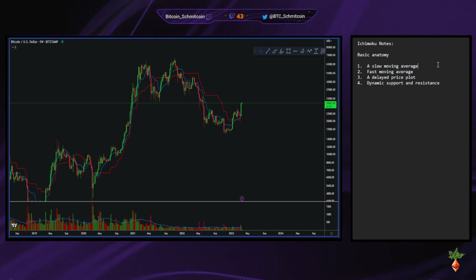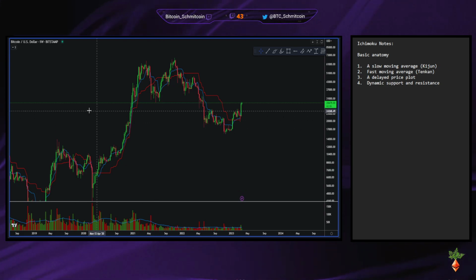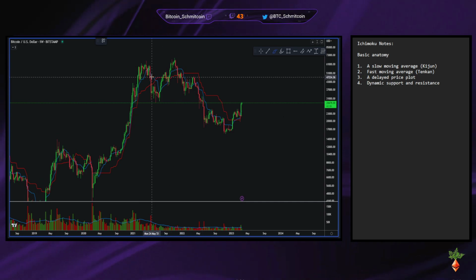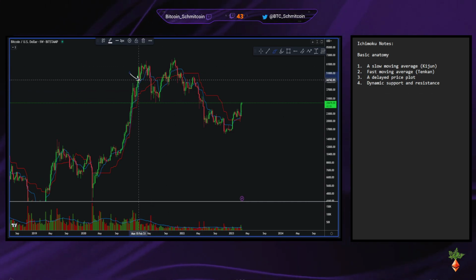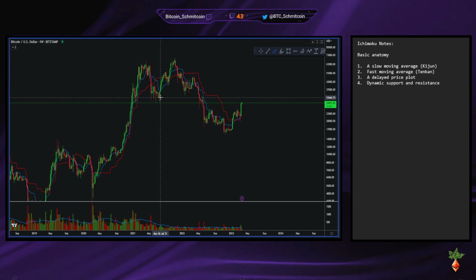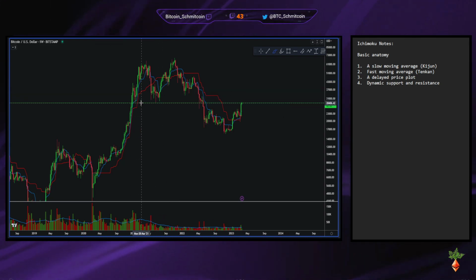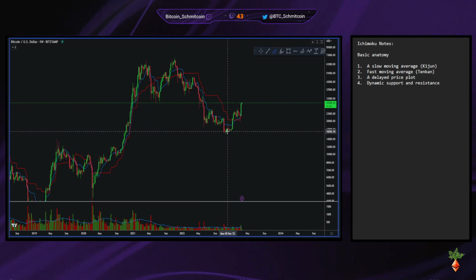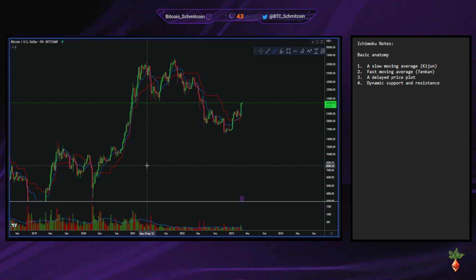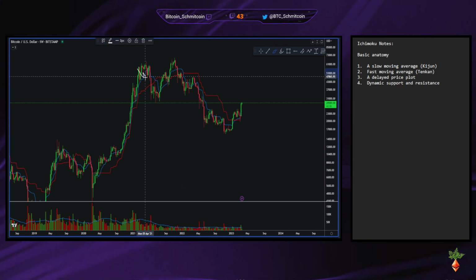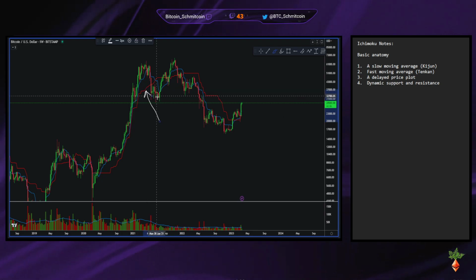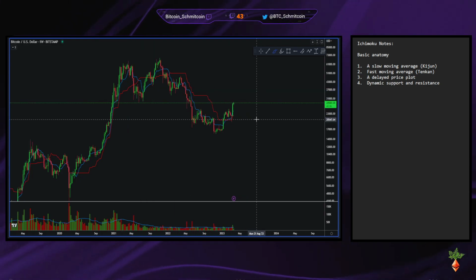So the slow moving average, this is called your Kijun, and this is called your Tenkan. These are the technical names for it. On my chart, the fast moving average is the blue guy, and the red moving average is the slow guy. So essentially, we can think of these as the equivalent of a 50 and a 200 EMA, where this is going to be more price sensitive, and this is more of a long-term mean reversion target.